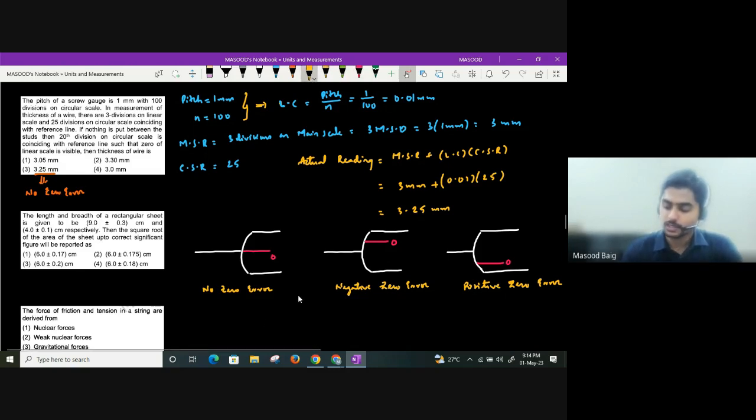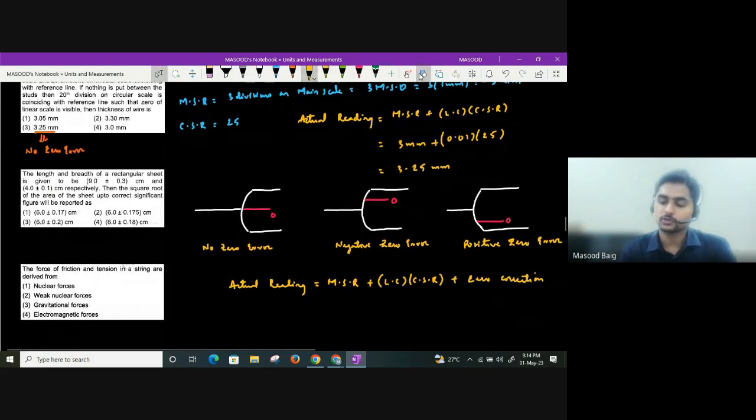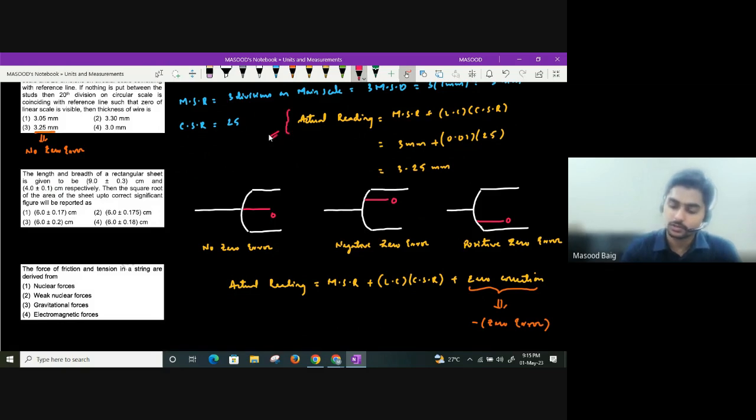So now what will the actual reading be? If zero error is there, guys, then the actual reading will be given as main scale reading plus least count into circular scale reading, or circular scale division, plus zero correction. And what will zero correction be? The zero correction will always be minus of zero error, beta. It will always be negative of zero error. So this will be the reading without zero error.